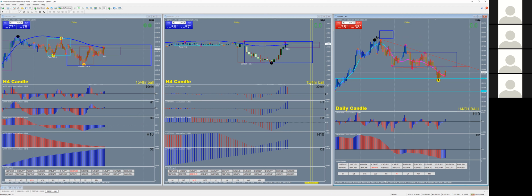Pound Swiss is the other one. Already got a line there. Okay.